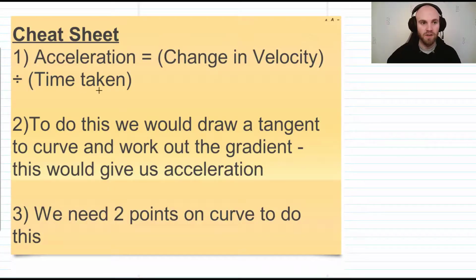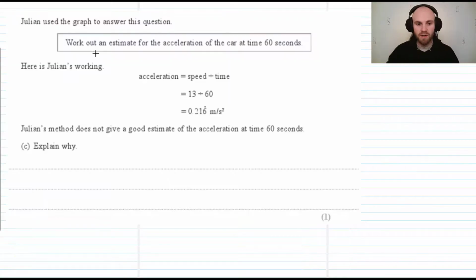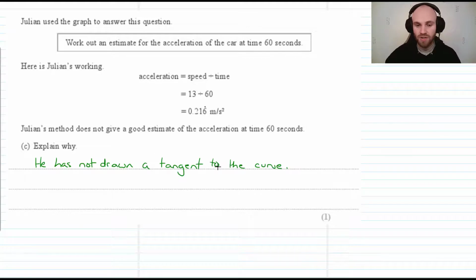Explain why. So if we quickly go to the cheat sheet, acceleration is the change in velocity divided by the time taken. So to do this, we would draw a tangent to the curve and work out the gradient. This would give us the acceleration. And to do this, we're going to need 2 points on the curve, and he's only really used 1 point. He has not drawn a tangent to the curve, and that's all we need.